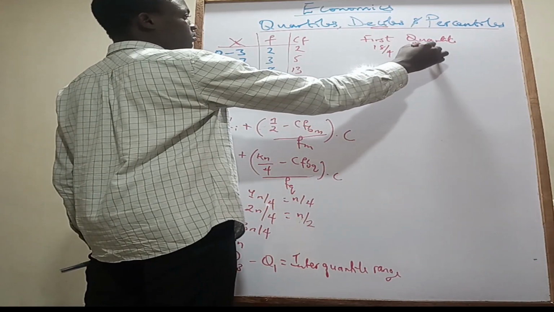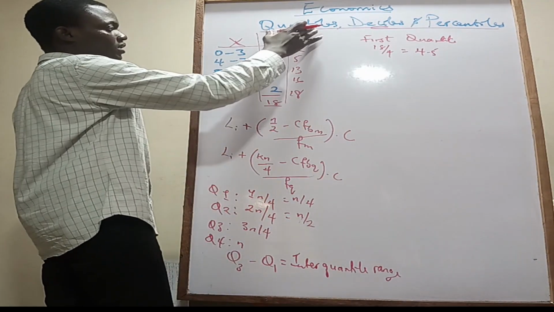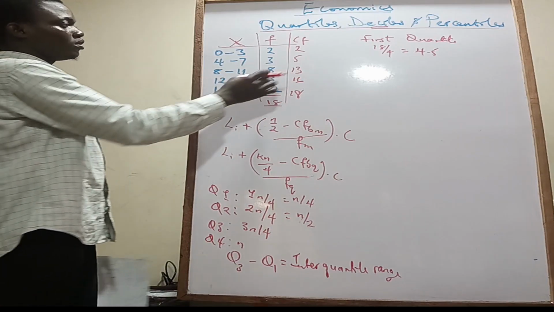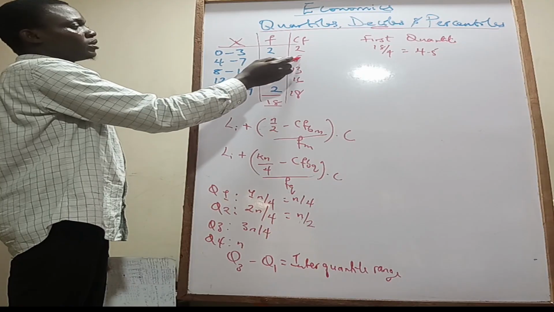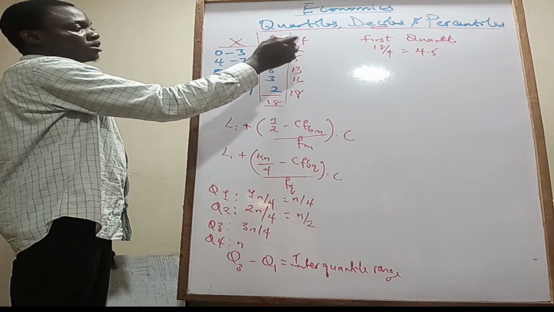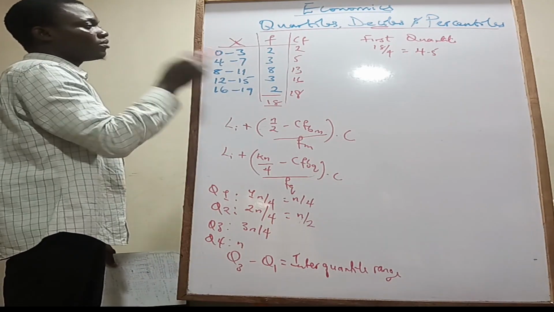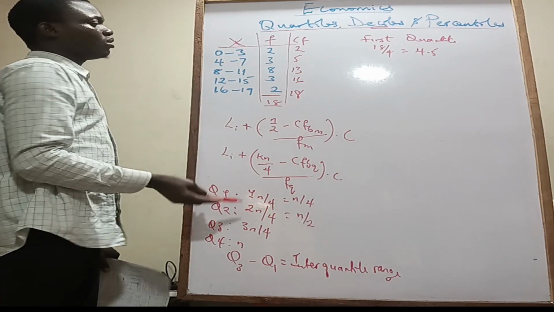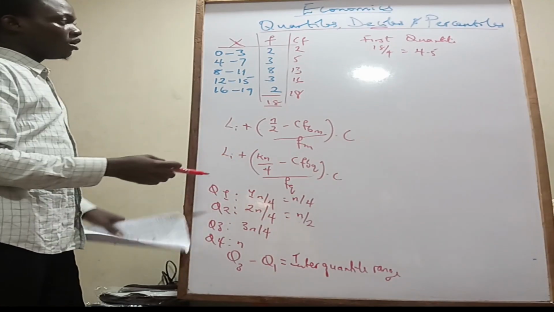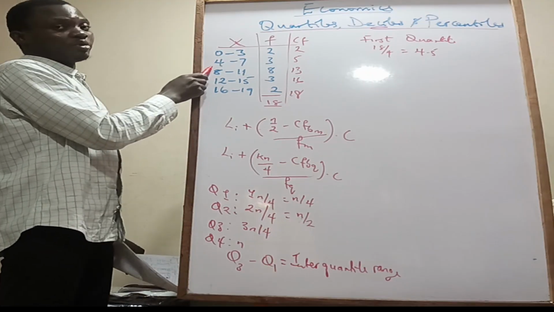So when you have 4.5 here in the cumulative frequency, it's going to fall under this part, right? 4.5 is more than 2, but the next number is not more than 4.5. So that means it's going to fall in this place. So what then is the lower class boundary of the first quartile? That's going to be 3.5.